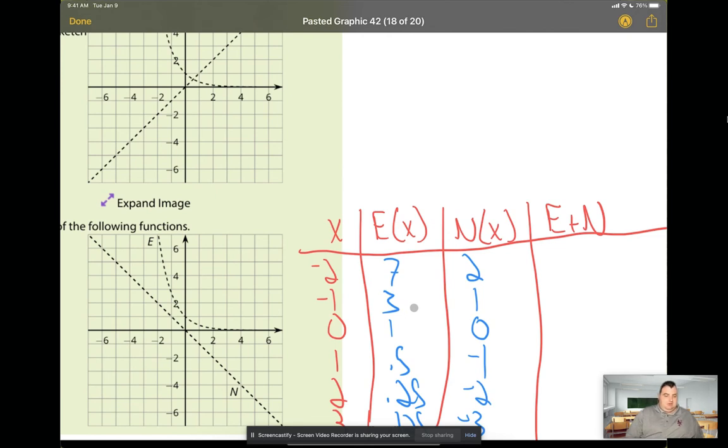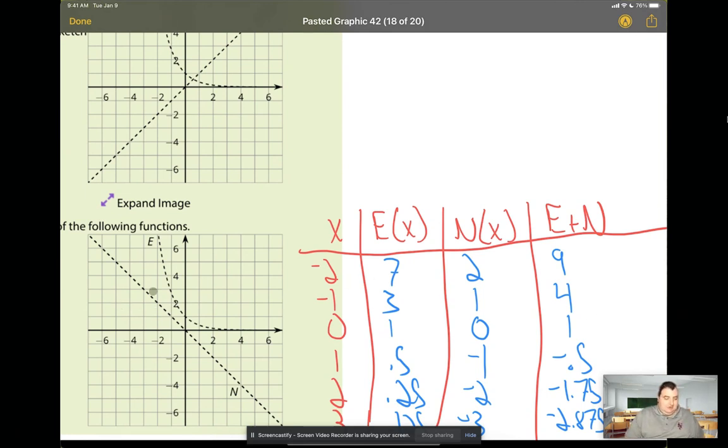So e plus n, all right, so to sketch that, I have to add my y values again. So 7 plus 2 is equal to 9. 3 plus 1, that's going to be 4. 1 and 0, that's going to be 1. Okay. 0.5 and -1 is going to be -0.5. 0.25 and -2 is going to be -1.75. And 0.125 and -3 is going to be -2.875. And then all I have to do is now graph these.